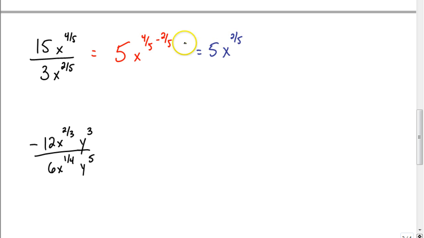Because 4 minus 2 would be 2, we leave the denominators the same. So we would have 5x to the 2/5 as our answer. Let's look at another example.